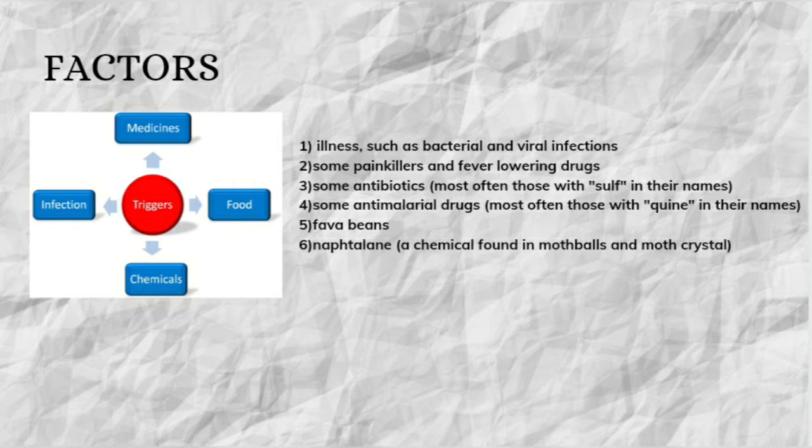So, what are the things that can trigger G6PD deficiency to happen? First one is from infections, for example illness such as bacterial and viral infections. Second, medicines such as some painkillers and fever lowering drugs, some antibiotics, which is most often those with sulfa names, and some anti-malarial drugs, which is most often those with quinine names. The third is food such as fava beans, and the last one is chemicals, for example naphthalene, which is a chemical found in mothballs and moth crystals.